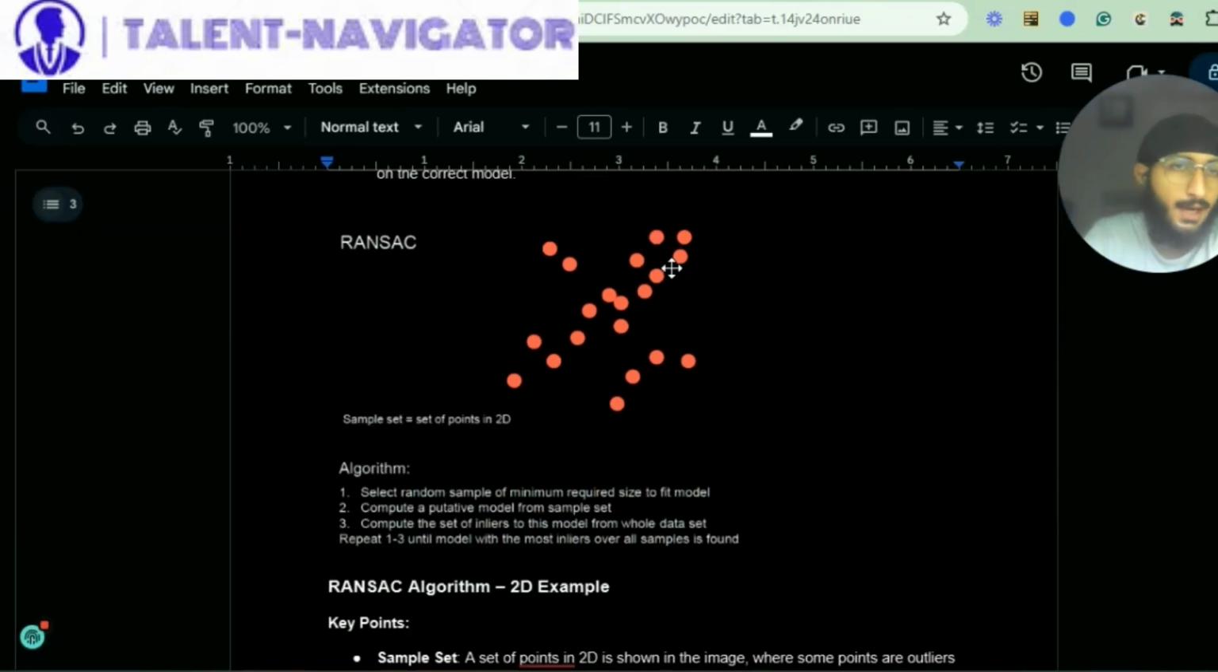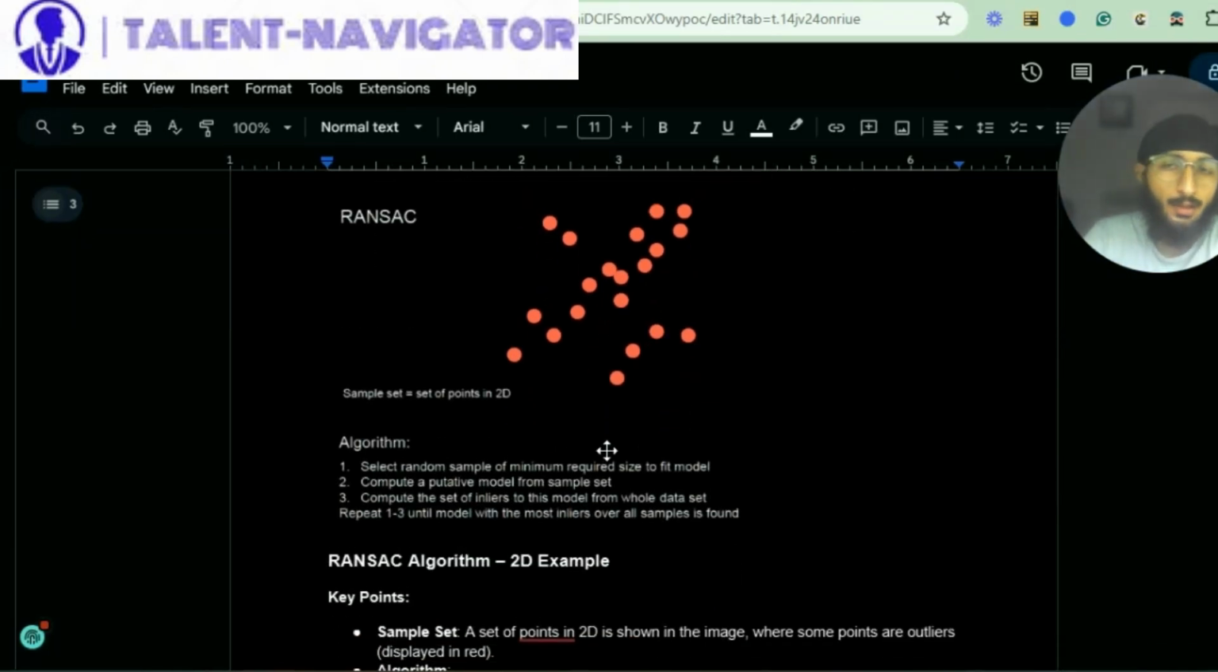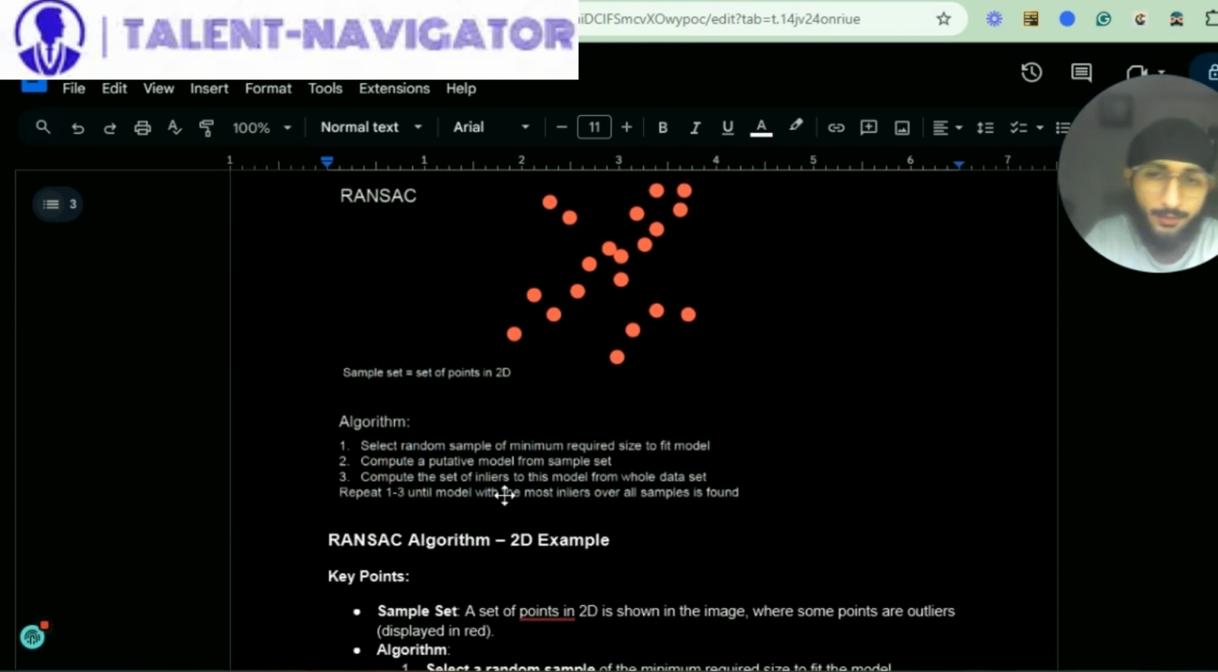So now we're going to be covering the RANSAC algorithm. The algorithm is a very simple one, which has majorly three steps. Firstly, select a random sample of minimum required size to fit the model. Then compute a putative model from the sample set. Then third, compute the set of inliers to this model from the whole data set. Then repeat 1 to 3 until the model with the most inliers over all samples is found.